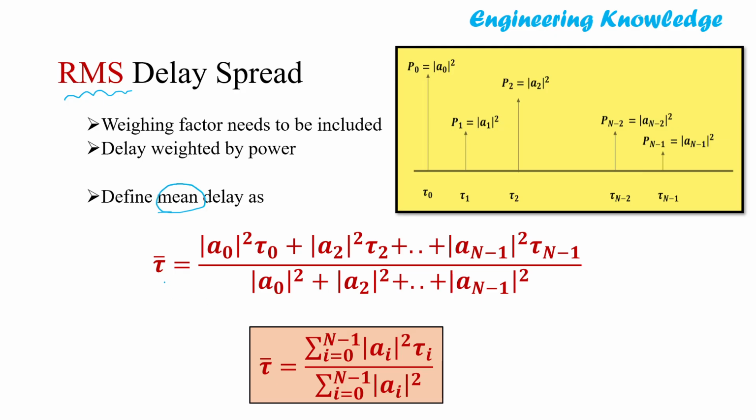So we firstly define what is called mean delay, which is the multiplication of the power with tau naught and its addition. So we take |a0|^2 τ0, |a2|^2 τ2, and so on until |a(n-1)|^2 τ(n-1). And in the denominator, since we are taking the mean, we'll take the average of all the powers. A naught square is basically P0 and |a(n-1)|^2 is P(n-1).